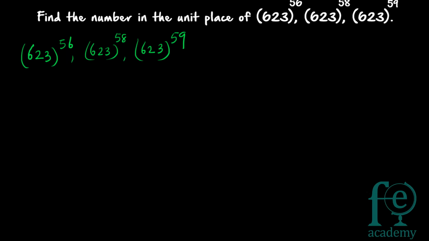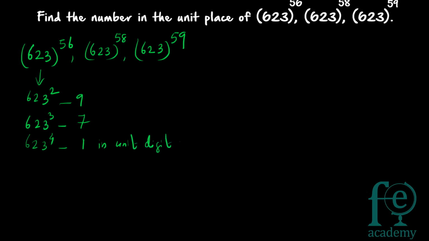Your first step is to find out the power of 623 which will be giving a unit digit of 1. What about 623 square? 623 square will have 3 square, 3 into 3 is equal to 9 in the units digit. Then 623 cube means 3 into 3 into 3, 27, so 7 will be there in the unit digit. Then 623 raised to 4: 3 raised to 4 is equal to 81, so 623 raised to 4 will have 1 in the unit digit. So that is the first step.